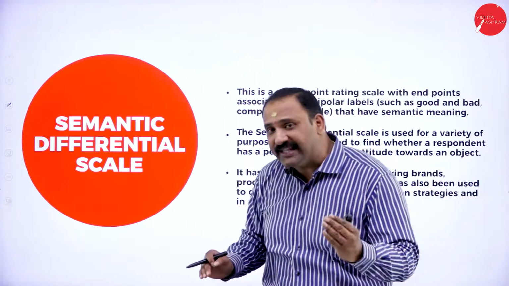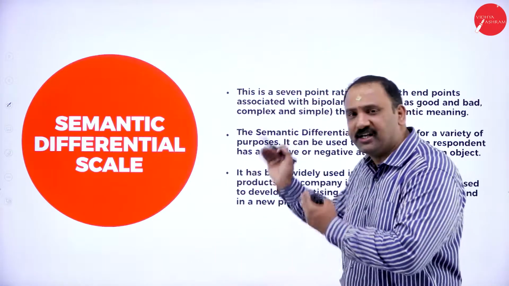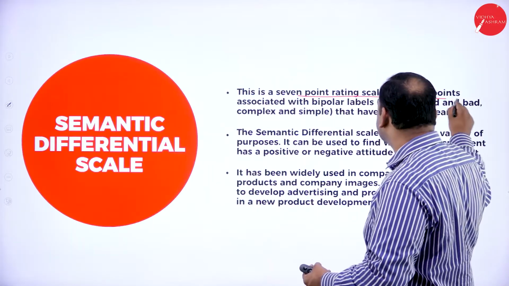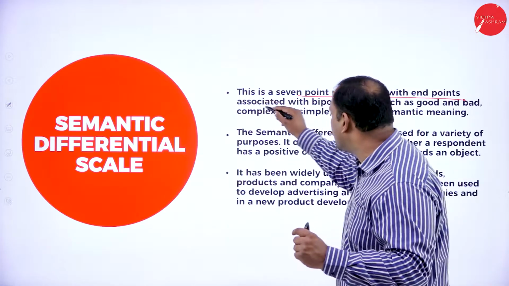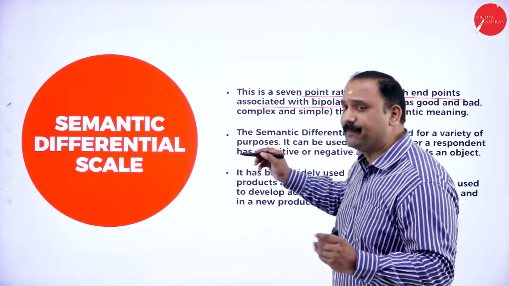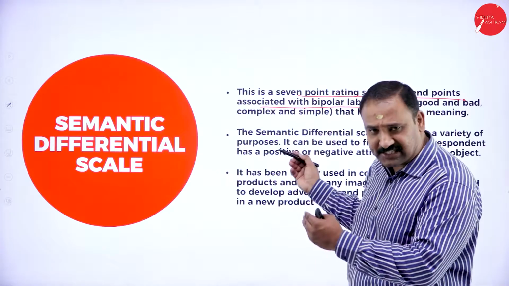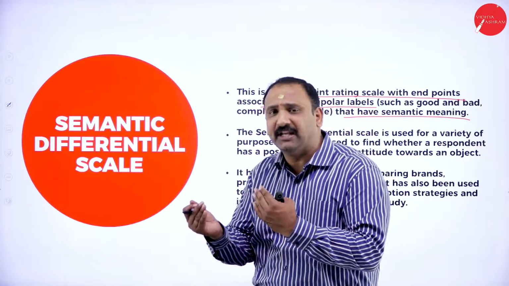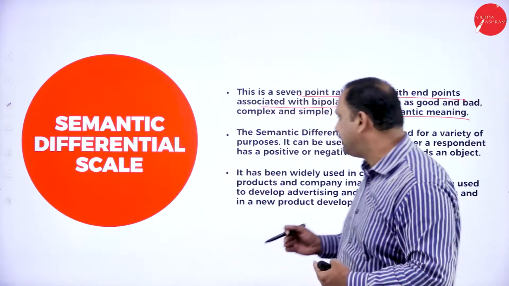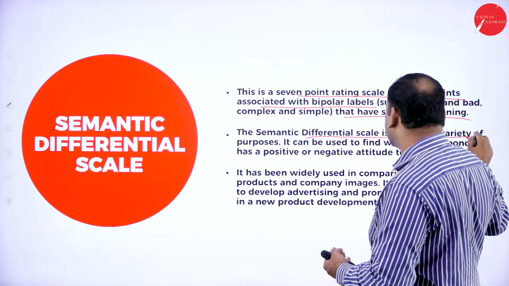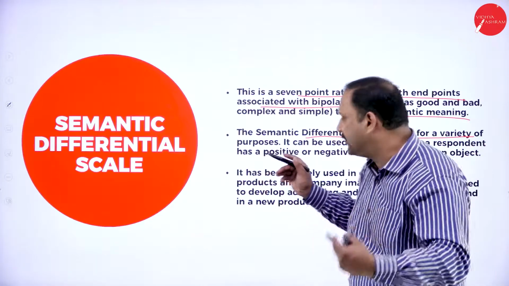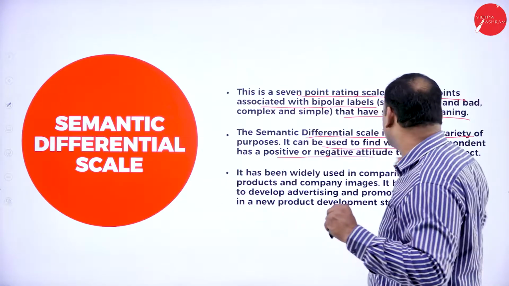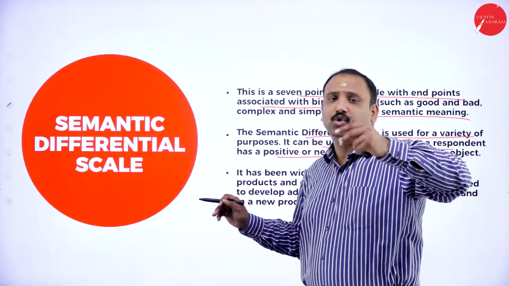Now, the semantic differential scale. Just look into the word semantic differential scale. This is a 7-point rating scale with endpoints associated with bipolar labels such as good and bad, complex and simple. So all those factors that have a semantic meaning. Now, semantic meaning is both the plus and the minus factor. The semantic differential scale is used for a variety of purposes. It can be used to find out whether the respondent has a positive or negative attitude towards an object.